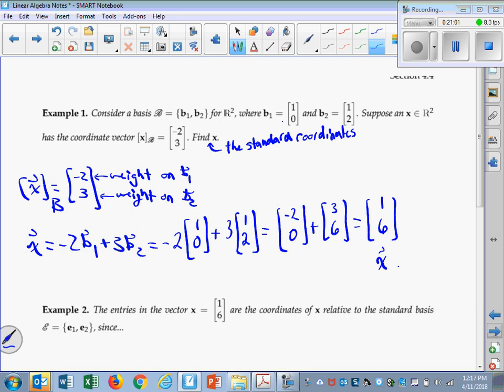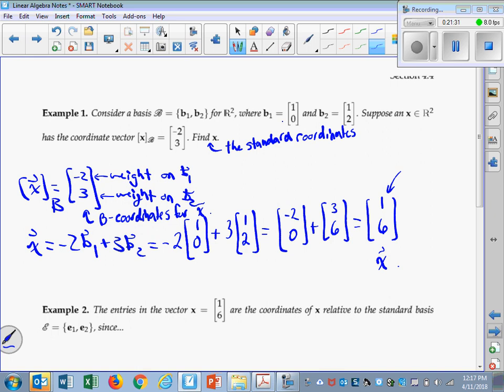So this is the b coordinates for x. So it's like it's in disguise. It doesn't look like what x really looks like. It's telling me what the weights of the basis vectors are. But this is truly what x should look like. X looks like 1, 6 is really what it looks like. Okay. Well, let's look at the next example.